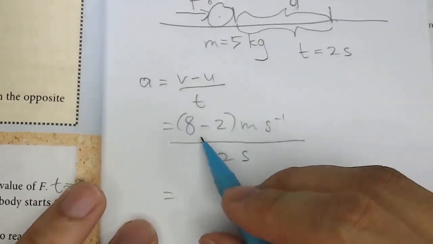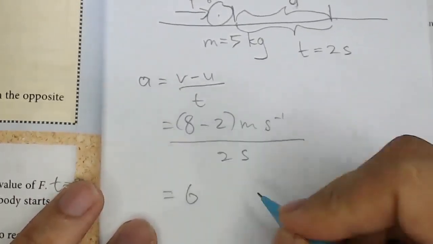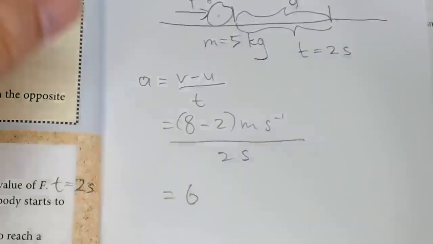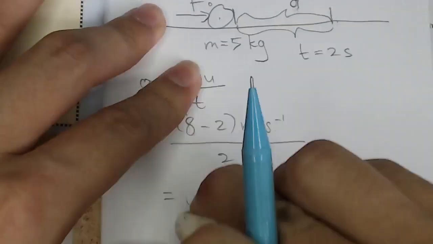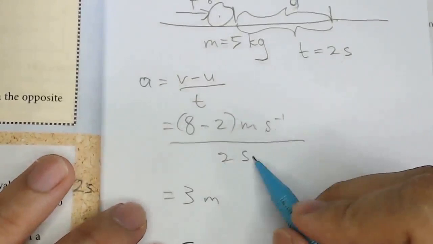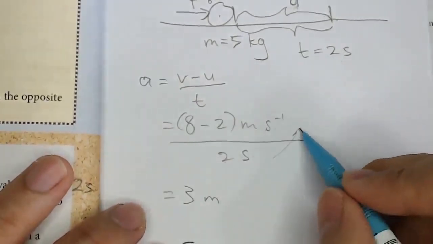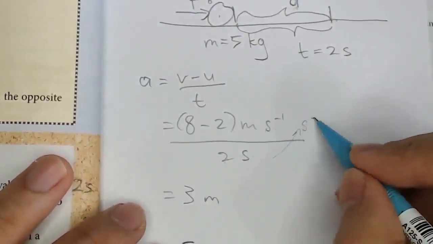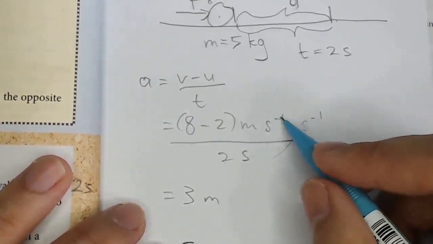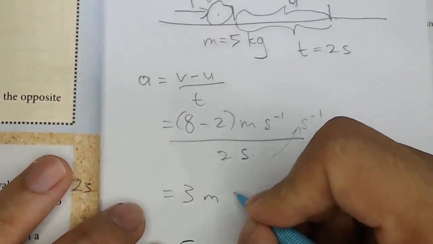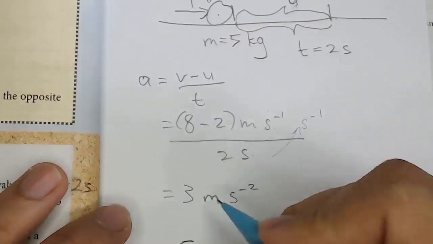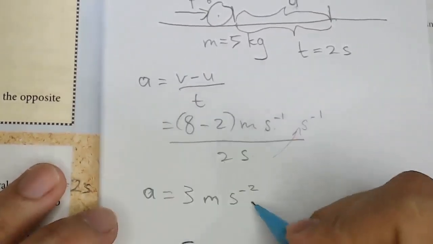Now 6 divided by 2 we get 3 meter per second. The second we take up there, and of course we have it as negative 1. Since both are the same, we can combine, so eventually it becomes negative 2, which is the unit for acceleration. Negative 2.